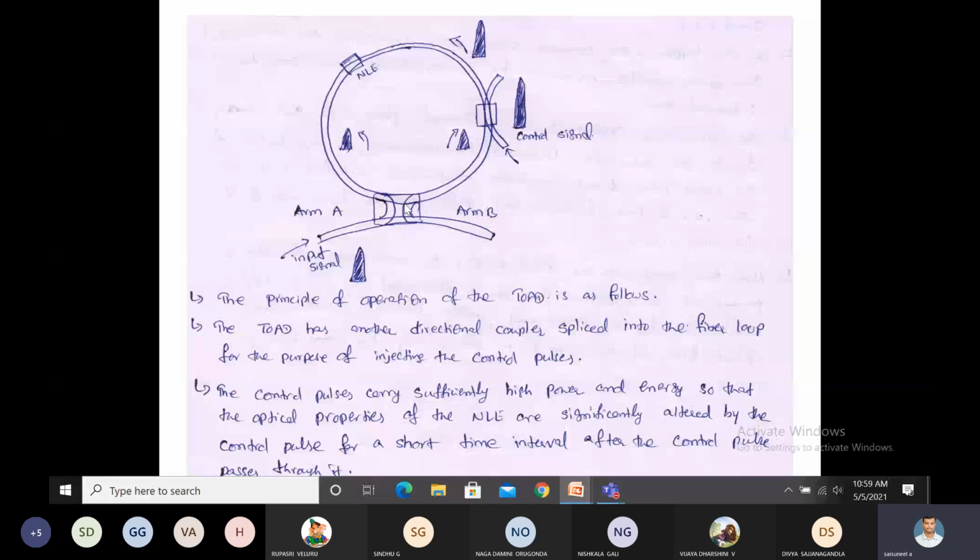Suppose the input for this anti-clockwise direction is 2 dB, and the signal we get is 5 dB. Both are multiplexed together. ANDing is nothing but multiplication, which gives a high intensity signal. This is about TOAD.